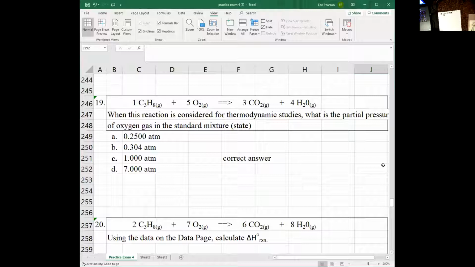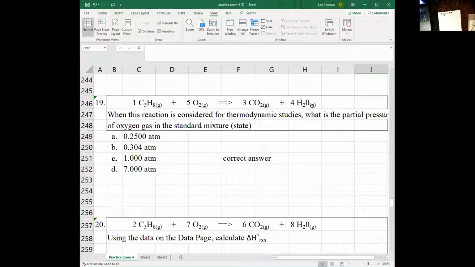Okay, when a reaction is considered for thermodynamic studies, what is the partial pressure of the gas in the standard mixture? Well, I don't need to go over there, because remember what I said. I'm going to give you details about this one. In this reaction, propane and oxygen give CO2 and water vapor. Notice everything is gaseous, so what I'm saying is going to be true. The standard state for each gas is 1 atmosphere pressure.